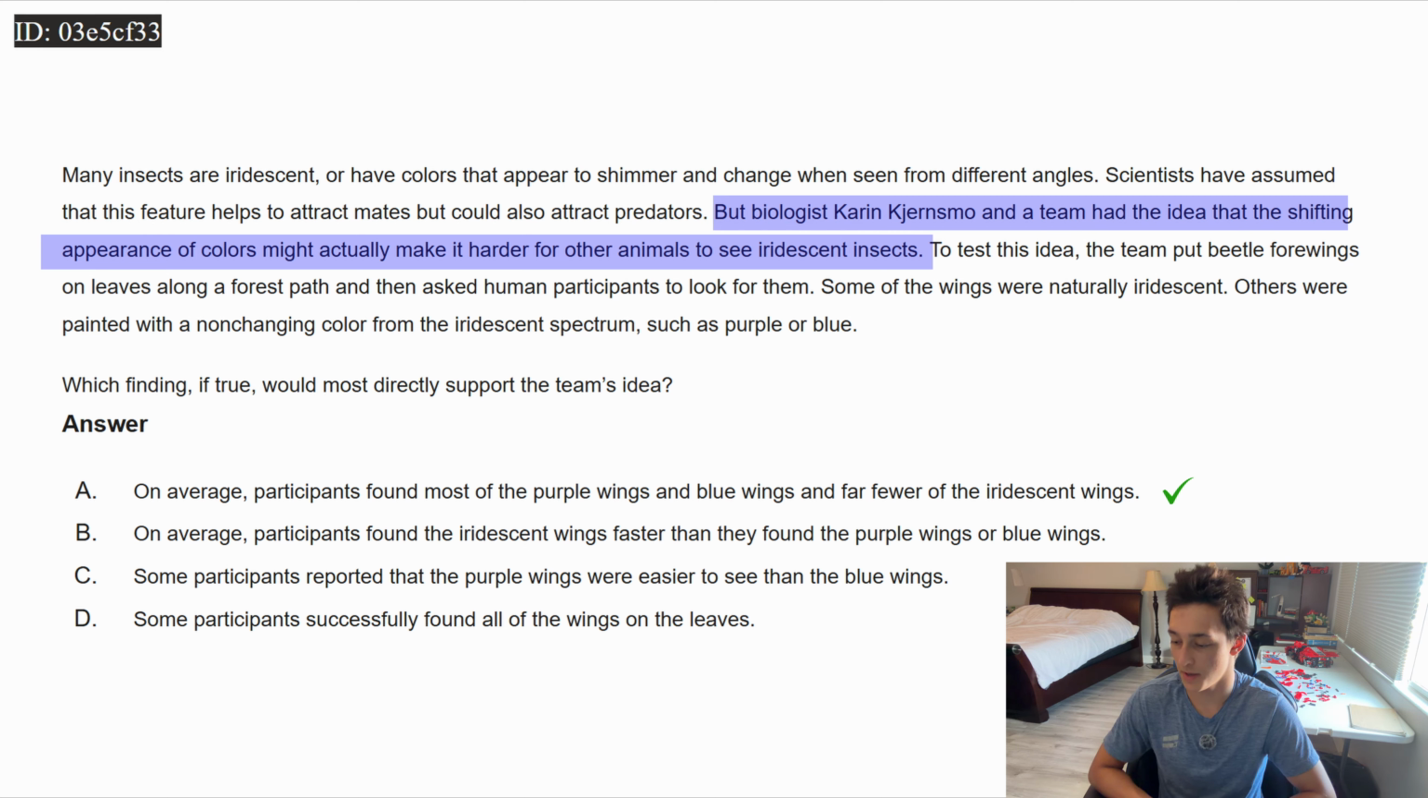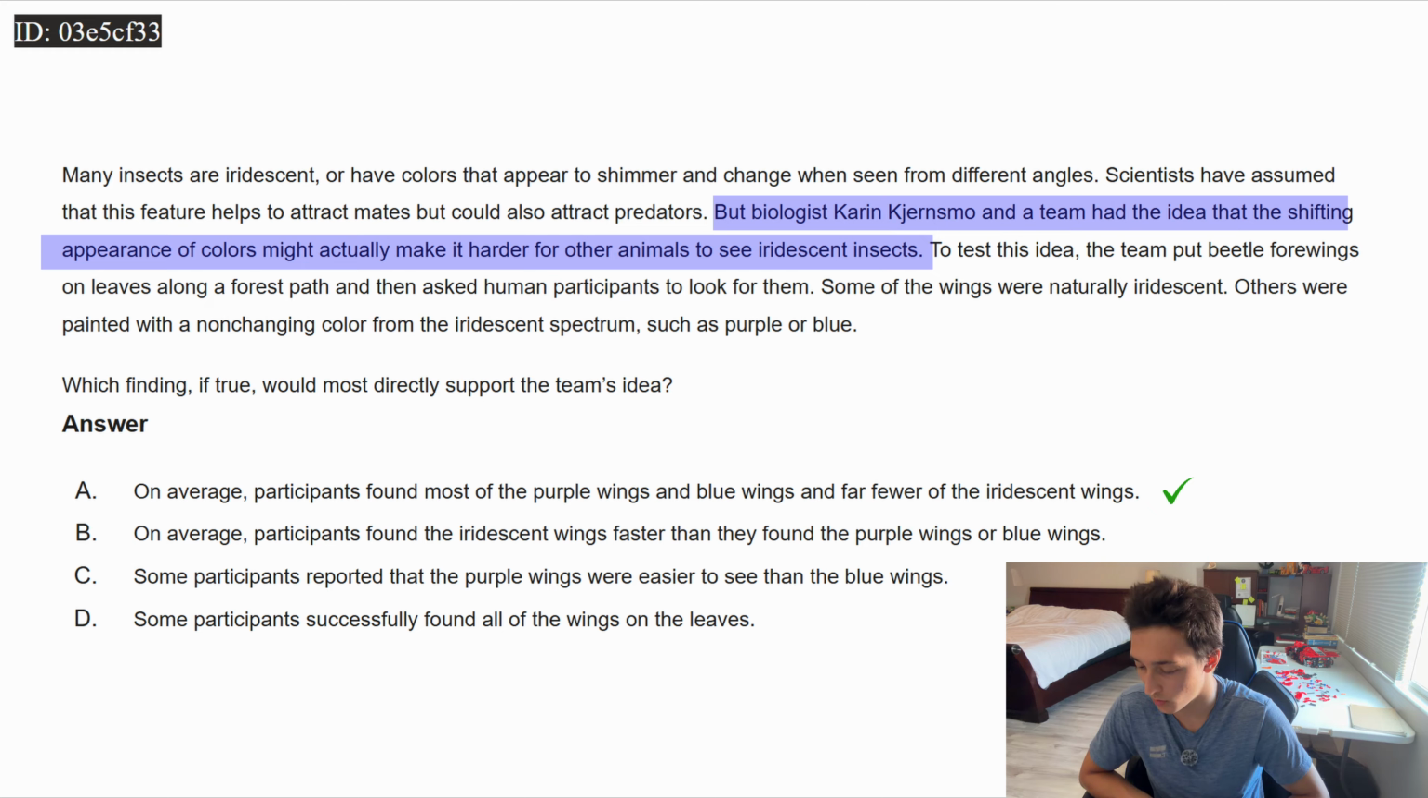Obviously, it's people, not animals, that were finding the insects, but that does still support the team's idea. Let's make sure the other three are wrong. On average, participants found the iridescent wings faster than they found the purple wings or blue wings. That's the opposite of what we want.